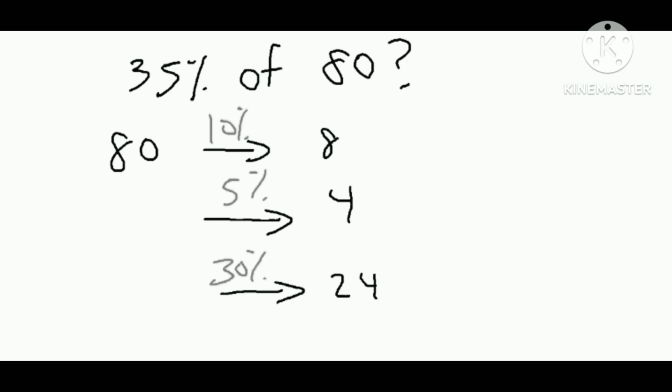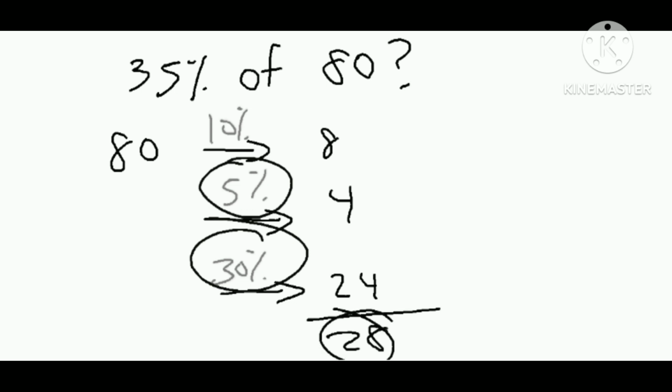So if we want to find 35%, simply add these two numbers. So 24 plus 4 is 28. And so 35% of 80 is 28.